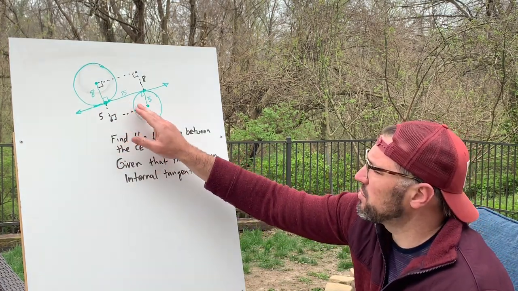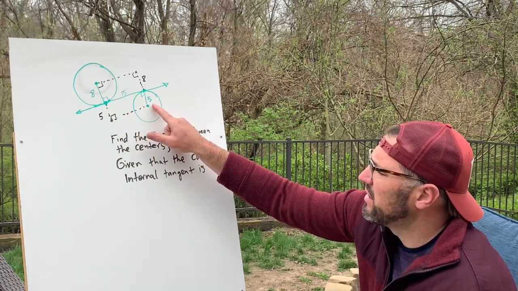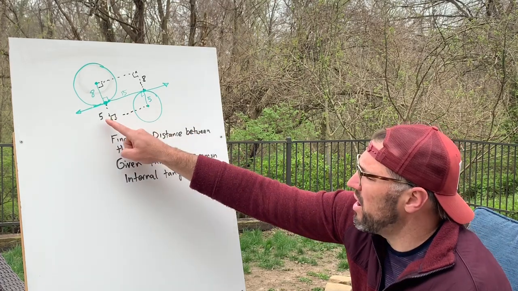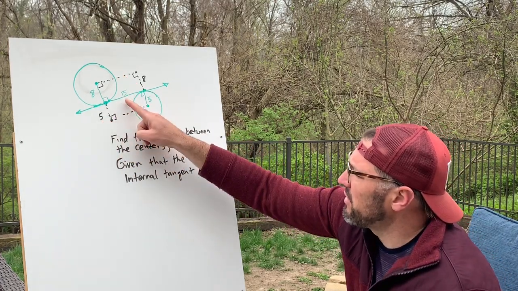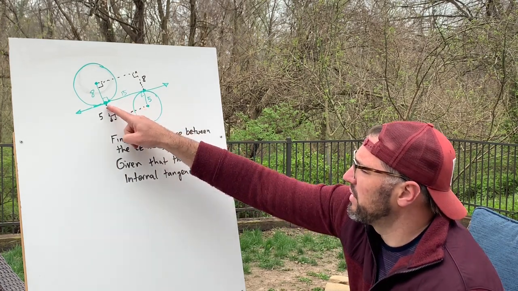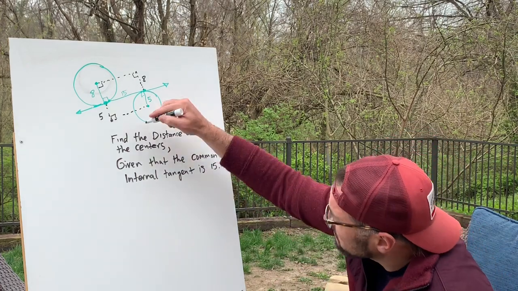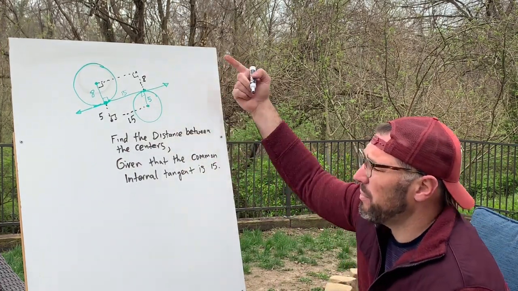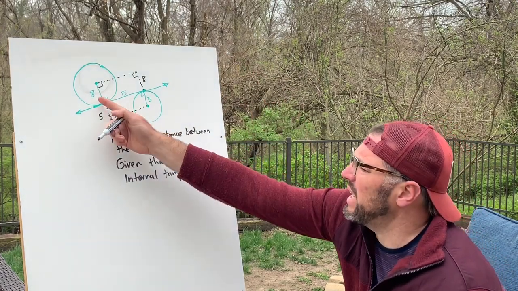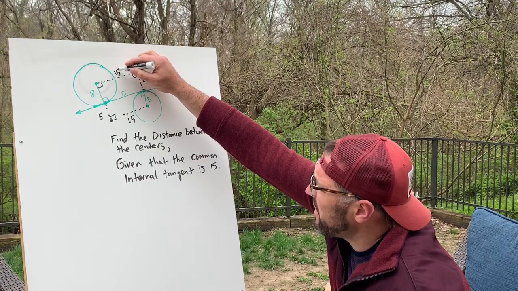So I've created this rectangle here, which means that if that radius is 5, then across from that is 5 as well. Now whatever 15 is, whatever this is, this will be the same, right? So this is 15 also. And I've created a rectangle up here using the same process. If that's 8, then that'll be 8. If that's 15, then this will be 15, right?